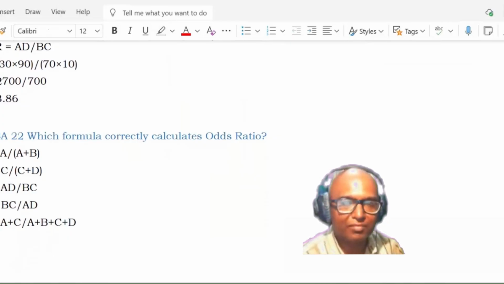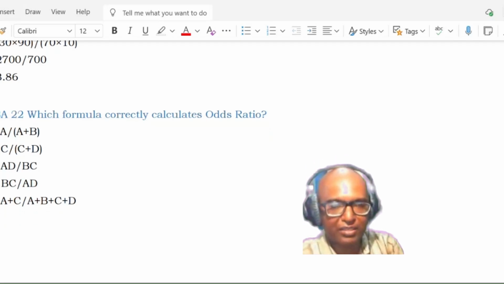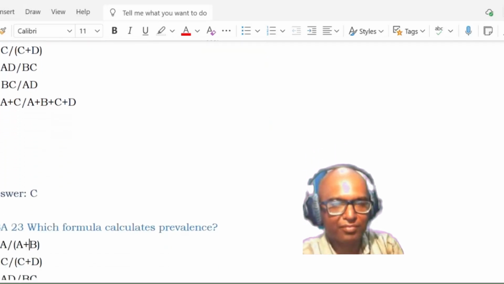Which formula correctly calculates odds ratio? A upon A plus B, C upon C plus D; C, AD upon BC; D, BC upon AD; E, A plus C upon A plus B plus C plus D. The answer is C, AD upon BC.